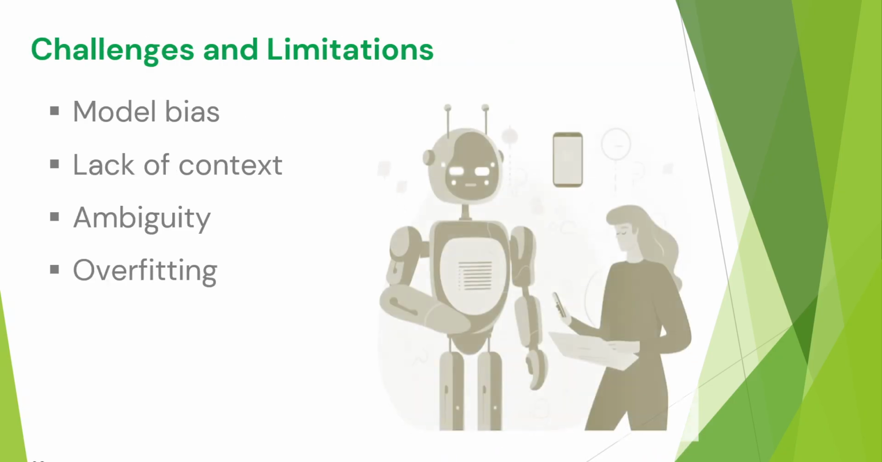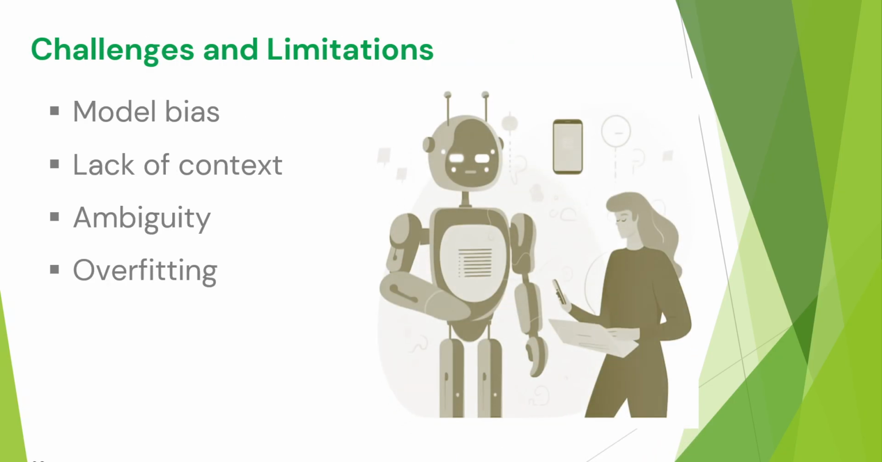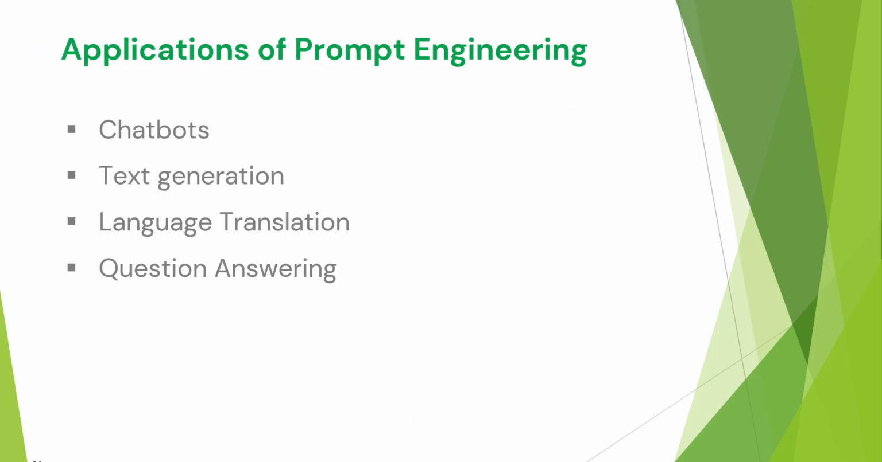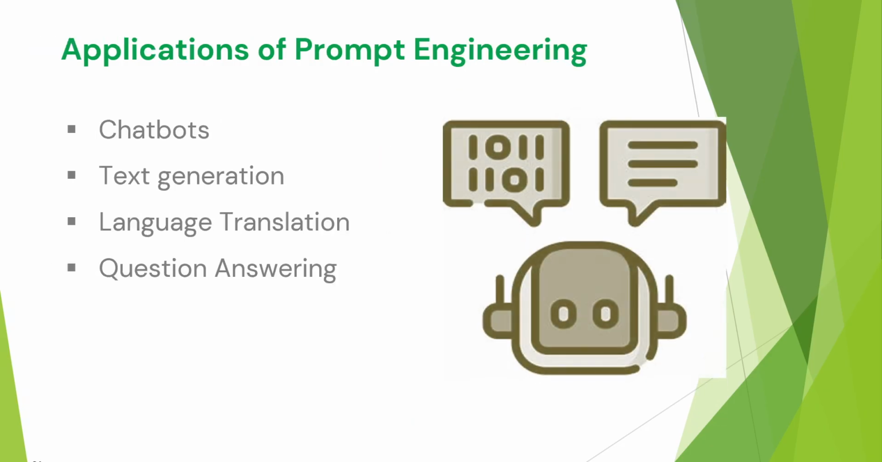There are certain challenges and limitations where the model may have bias or limitations that affect the response generated. Also, the model may not have a clear context or information to generate an accurate response. The prompt may be ambiguous or unclear, leading to a confusing or inaccurate response. Also, the model may overfit the prompt and generate a response that is too specific or tailored to the prompt. Its applications involve chatbots, text generation, language translation, and question answering.